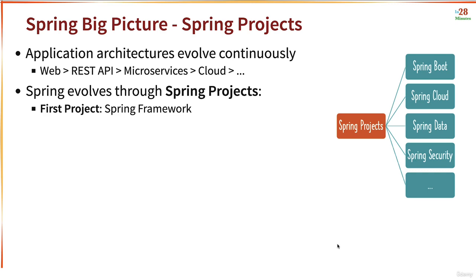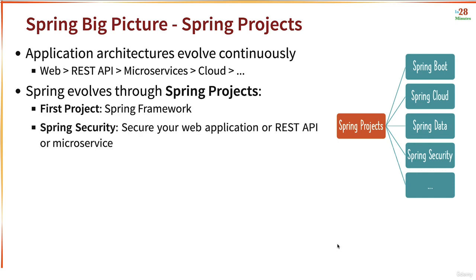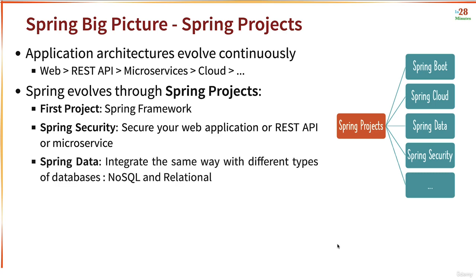However, Spring did not stop with Spring Framework. They continued creating a number of other Spring projects. Spring Security: if you want to add security to your web application or REST API, or add authentication and authorization for your microservice, that's when you would go with Spring Security. If you want to integrate with multiple databases the same way, then you would go with Spring Data. Earlier, relational databases were very popular. And these days, NoSQL databases are very popular. Spring Data provides one way to integrate with NoSQL and relational databases as well.